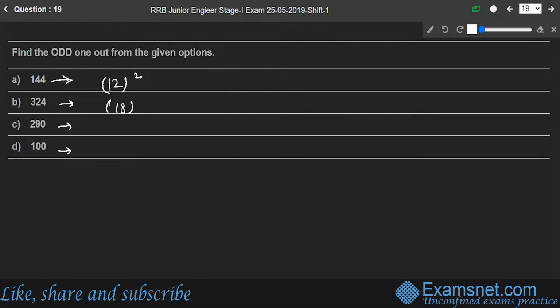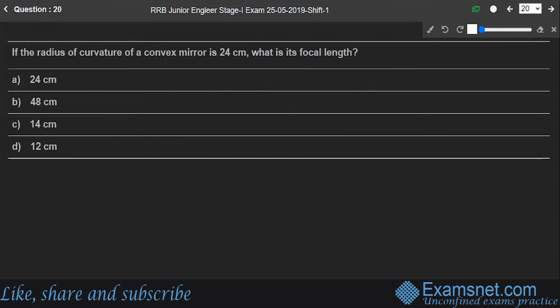And 324 is the perfect square of 18. 290 is not a perfect square. And 100 is the perfect square of 10. So that means we have option C as the answer because this is the only one which is not a perfect square. The rest are all perfect squares. Hope you understood.